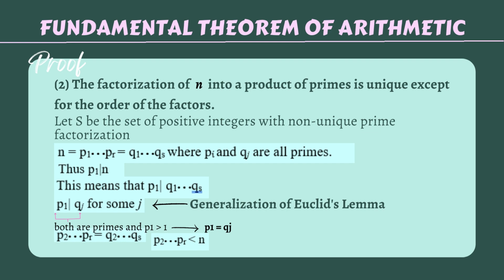But n is the smallest integer with a non-unique factorization. That means that r is equal to s, since p sub 2 all the way up to p sub r is less than n, and there is no integer less than n that has non-unique factorization. Therefore, p sub 2 all the way up to p sub r is the same as q sub 2 all the way up to q sub s, except probably for the order. This debunks our contradiction to the second statement, and thus the second statement is also true in all cases.